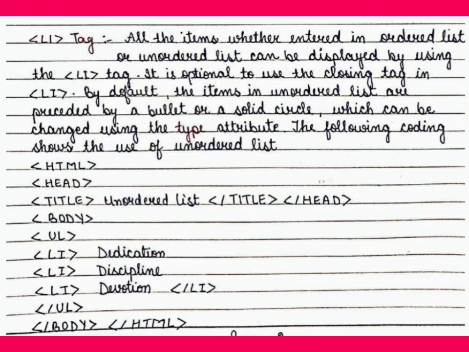HTML tag, head tag, title tag. In title, we are writing unordered list and close the title tag. You can also close the head tag. Start with the body tag. After body tag, you will start with unordered list tag by writing UL.